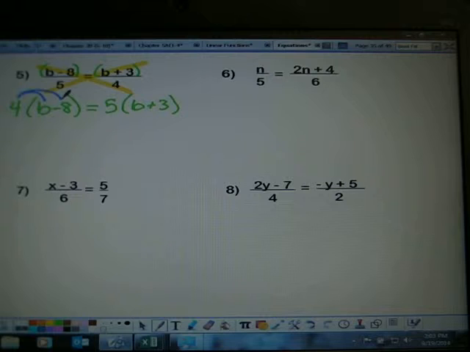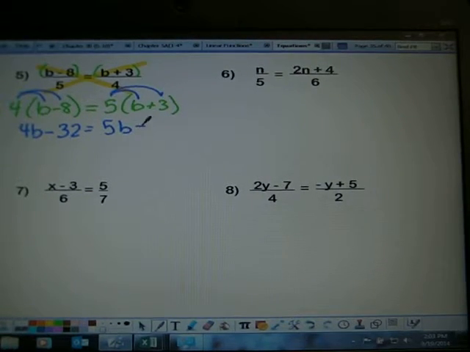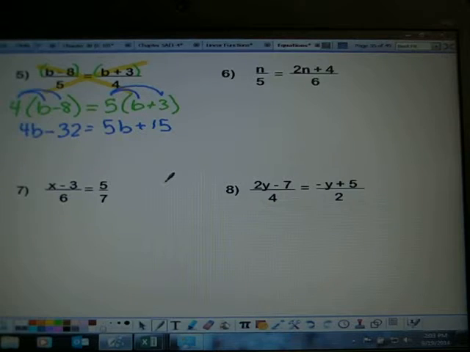So 4 times b, you get 4b. 4 times 8, you get 32. 5 times b, you get 5b. And 5 times 3, you get 15. Now you have b's on both sides. We have to move them to the same side. You can choose to move the 5b or the 4b. I like to move the 4. So I'm going to subtract 4b over because the 4b is positive.